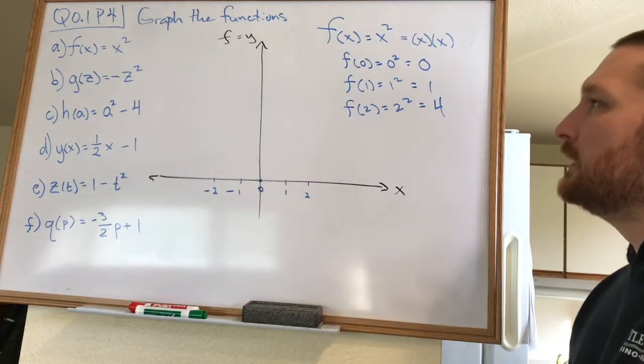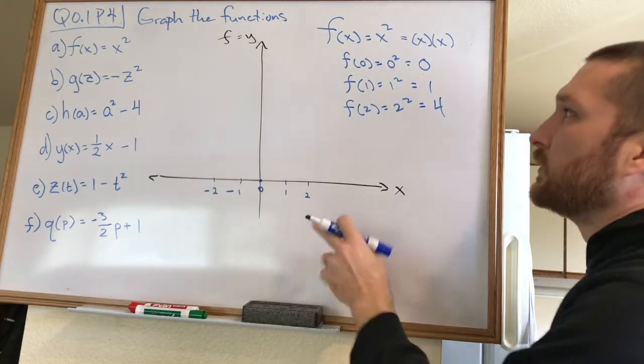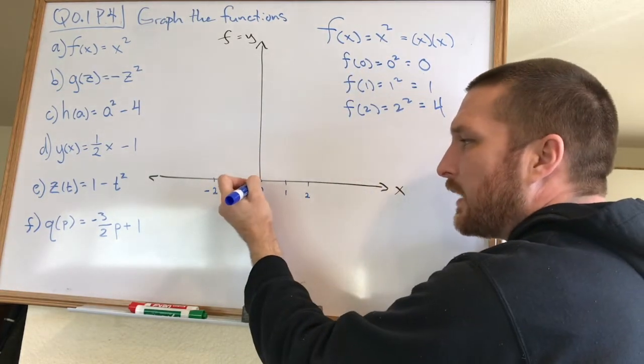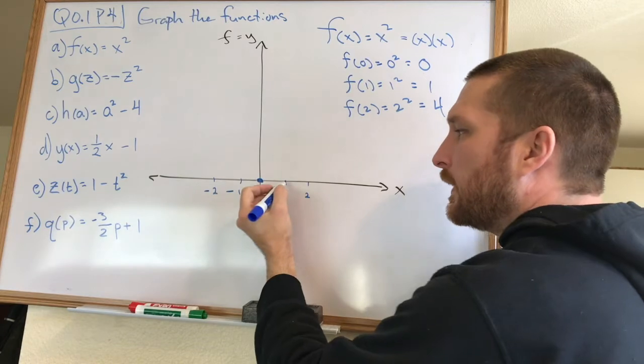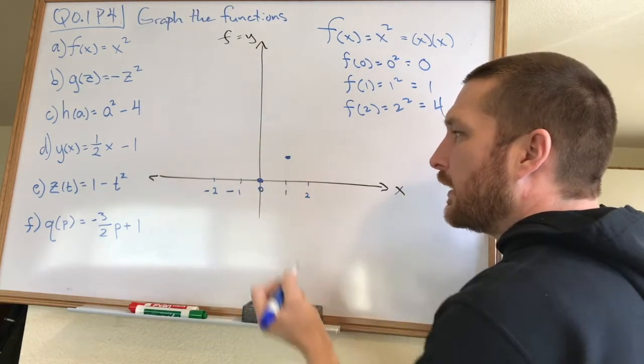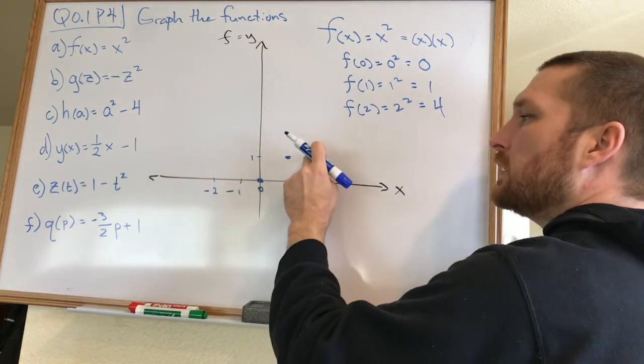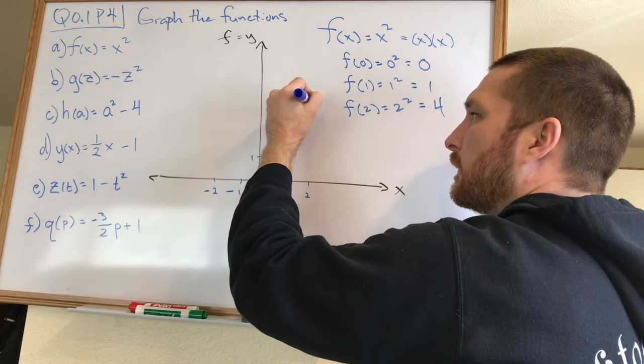Okay, interesting. Now what about if we went on the other side? Oh, let's just plot these real quick. So when I plug in a 0, I get out a 0. I plug in a 1, and I get out a 1. I plug in a 2, and I get out a 4.